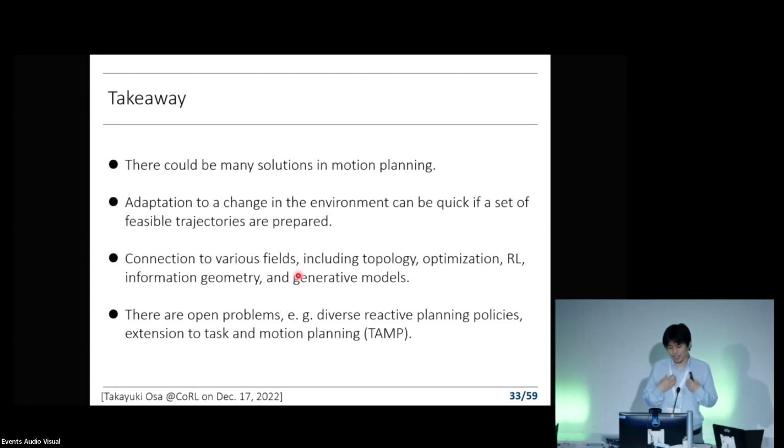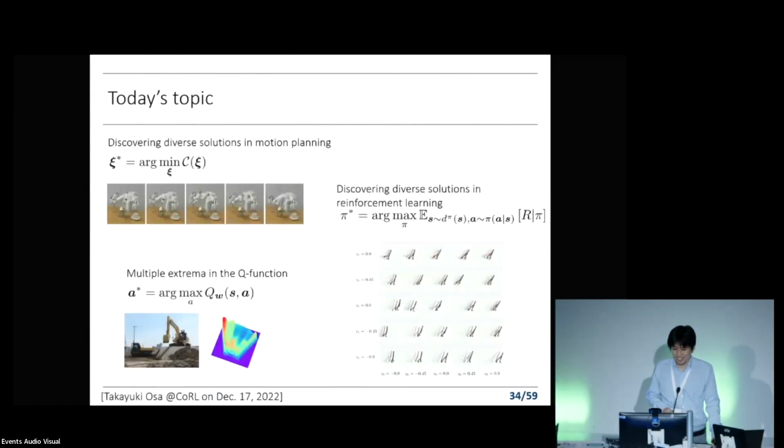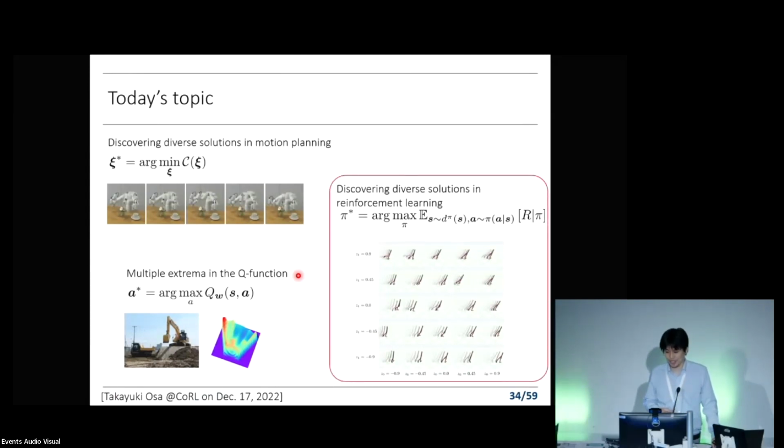Personally, I have just worked on static objects, but it would be great if you could develop diverse reactive policies for moving objects. And also it would be great if you can extend this framework to task and motion planning. Yeah, of course, maybe some of you may be working on it already. Okay, then let's move on to discovering diverse solutions in reinforcement learning.